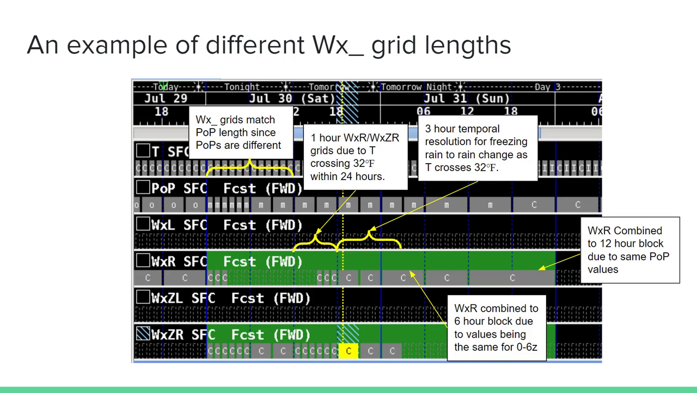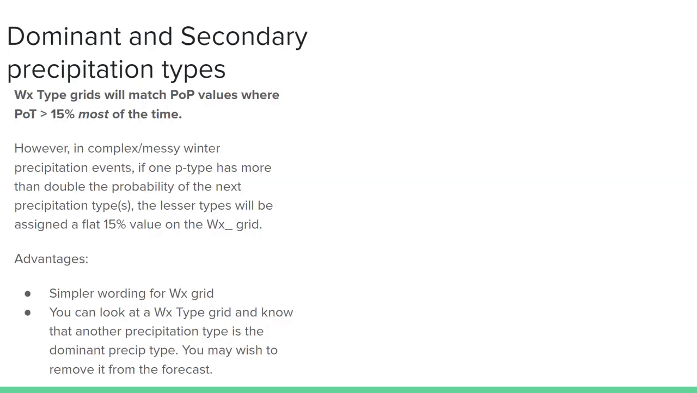Again, this combining of identical grids means that there will be fewer grids for you to scan. So let's talk about a more difficult winter weather situation with perhaps all 4 precip types coming into play. In general, the weather type value will match your pop value anywhere where the pop values are more than 15%.